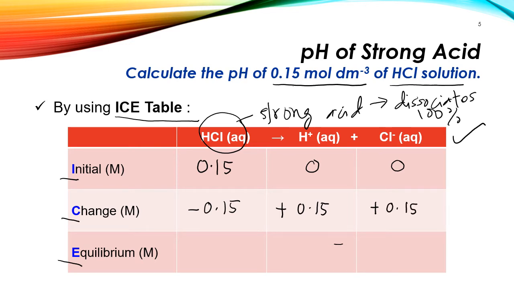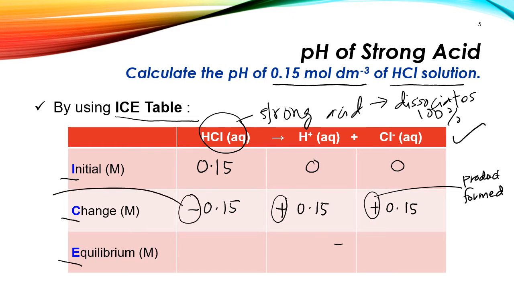The positive sign used refers to the product formed, which means the concentration increases during the reaction. The minus sign means the concentration decreases for the reactant.